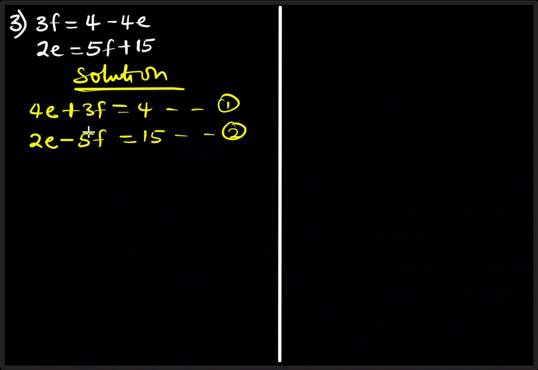We do not have any variable that has the same coefficient here. No variable has the same coefficient. E carries 4 here and E carries 2 here. F carries 3 and F carries 5 here. So we don't have any that has the same coefficient, so we need to make one of the variables have the same coefficient.